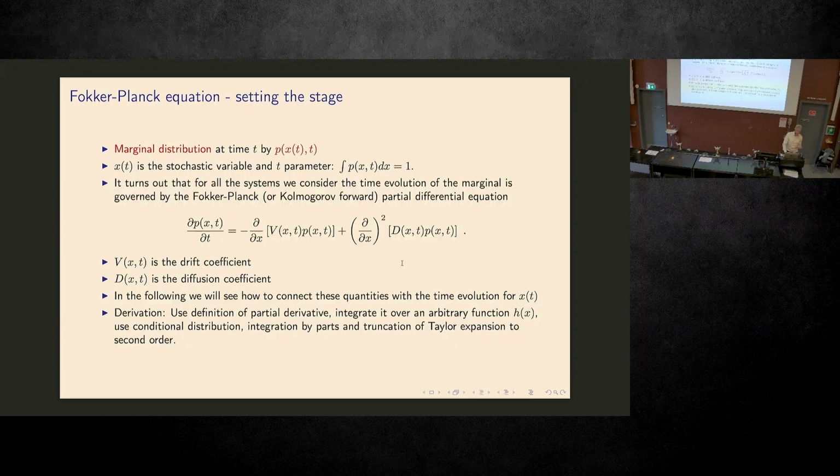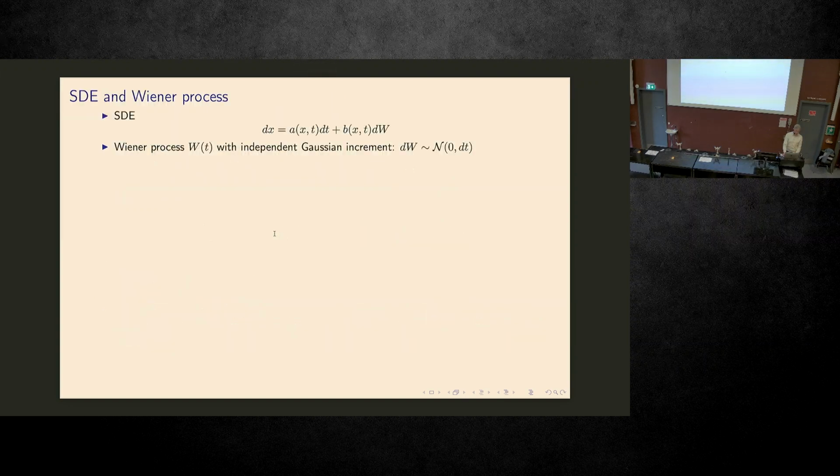And I think an important thing to notice here is that it's actually a truncation of an infinite series. This series is called the Kramers-Moyal expansion. But for the kind of problems we look at, it's actually enough to take the first two terms. So let's look at how we get it for the stochastic differential equation.